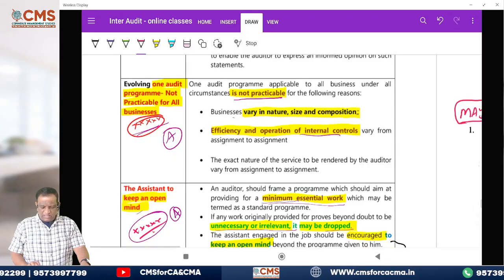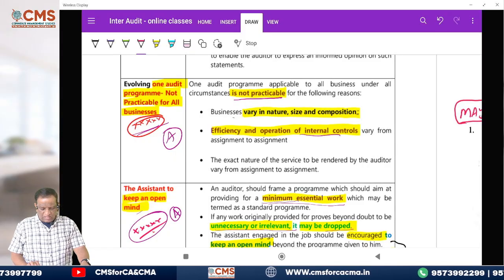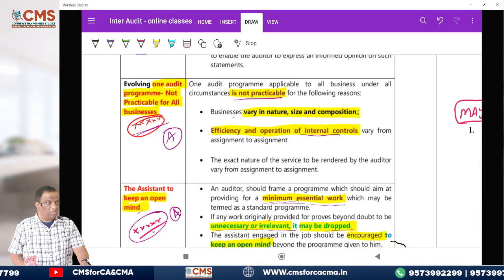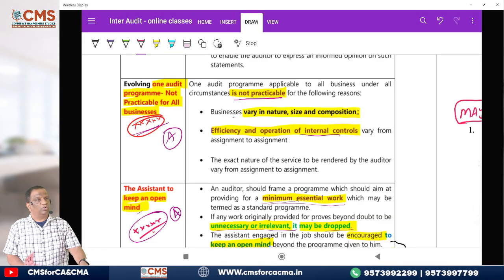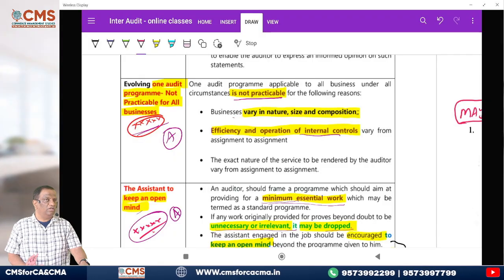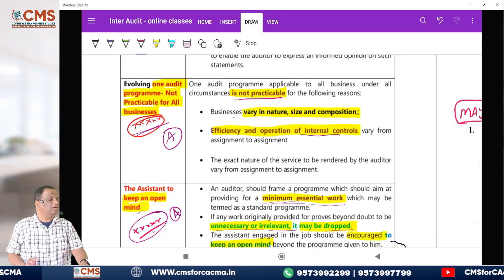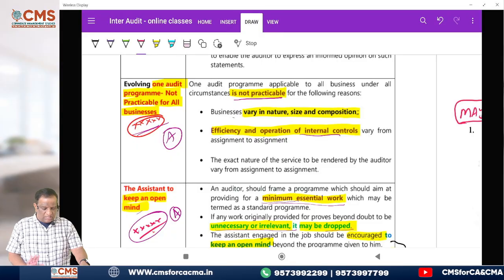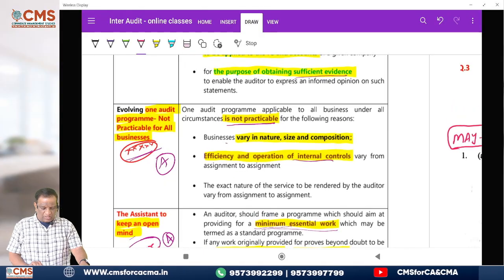Why? Because the businesses are different. They change in nature, they change in size, and they change in composition. And the effectiveness of operations and internal controls are also different. So therefore, having one audit program which is practical for all business units is not possible. So this question he is asking regularly.